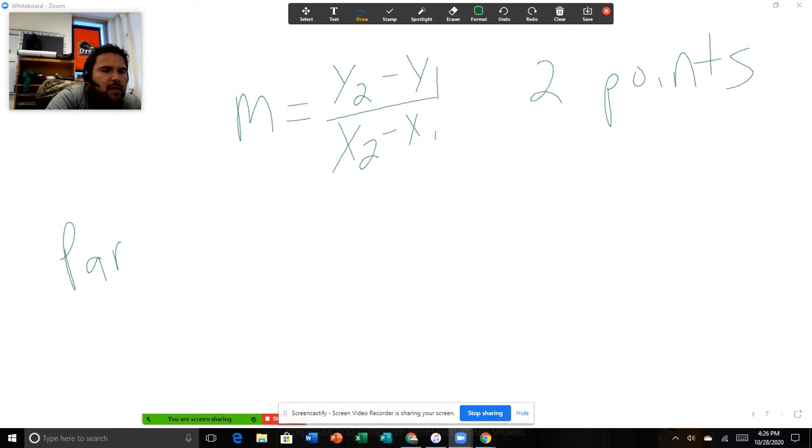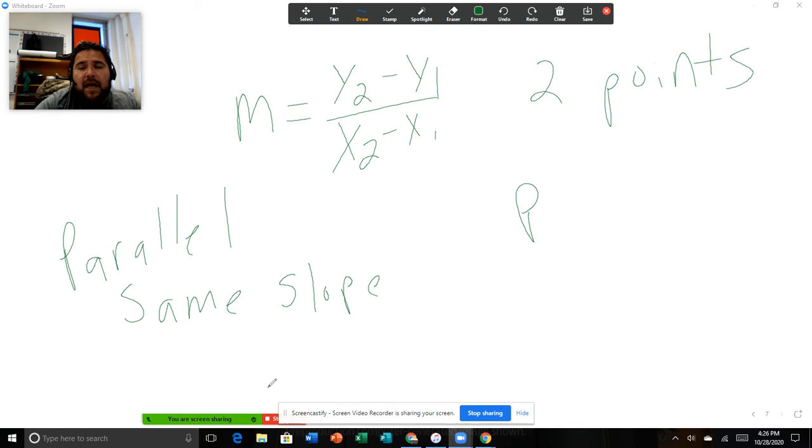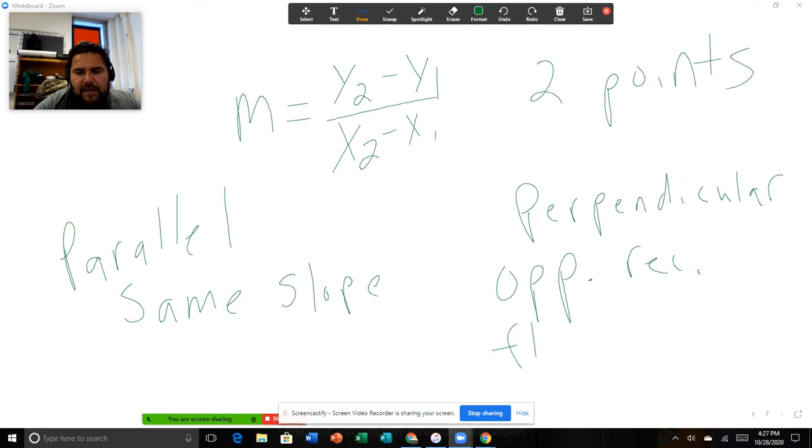Parallel means same slope, okay? Perpendicular means opposite reciprocal, okay? Very, very important that you guys understand this. Opposite reciprocal means flip and reverse, at least that's what Mr. Moreno uses. Flip and reverse. Parallel means same slope. Perpendicular means opposite reciprocal.